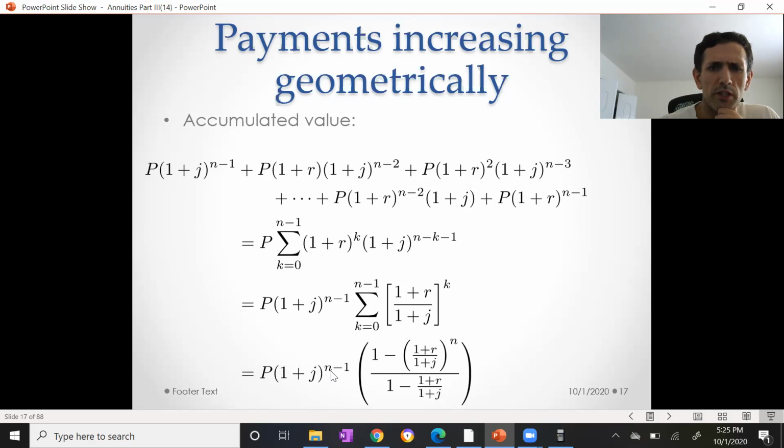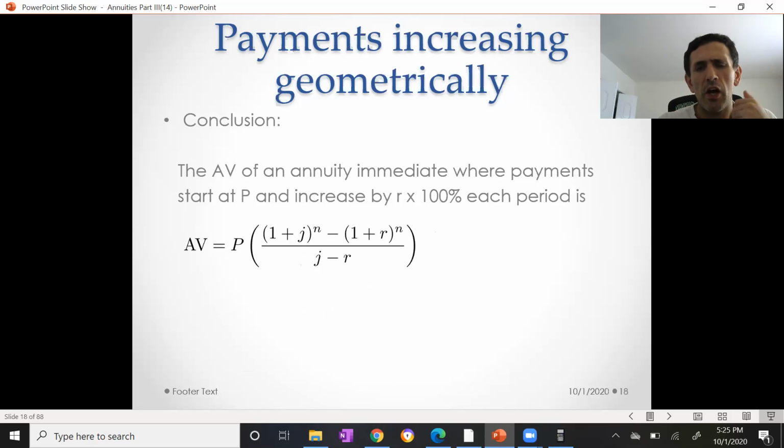So let's distribute (1 + j)^n in the numerator and distribute (1 + j)^-1 in the denominator. If you do that, you should check that you'll get this nice, neat formula for the accumulated value of an annuity immediate, where payments start at P and increase by R times 100% each period, where R is some given decimal.